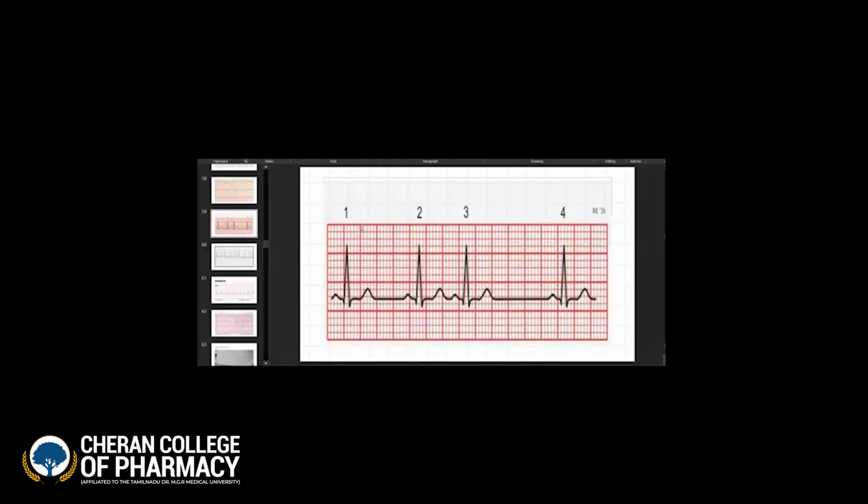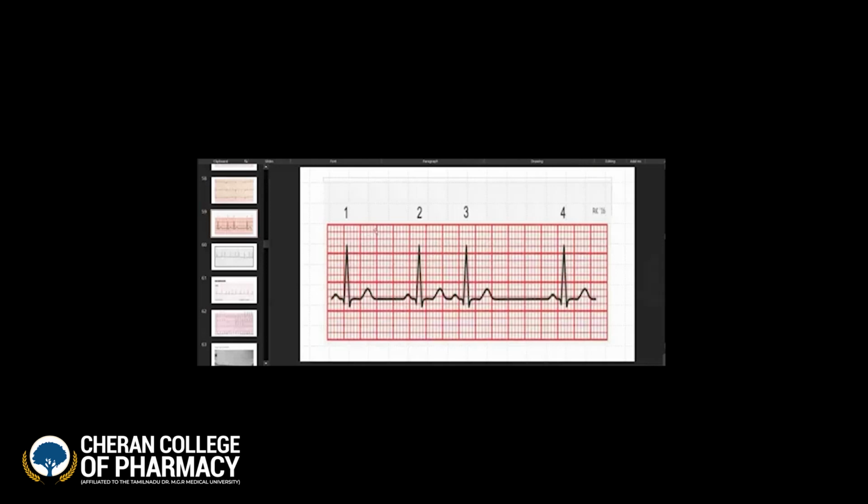So this is one big square. In one big square, how many small squares are there? Total 25. See, five small squares: 1, 2, 3, 4, 5, 6, 7, 8, 9, 10. This is 15 and this is 20, right? So there are 25 small squares, like 5, 5, 10, 15, 20, 25, in this big square. And this is the small square which we are counting here: one, two, three, four, five small squares.